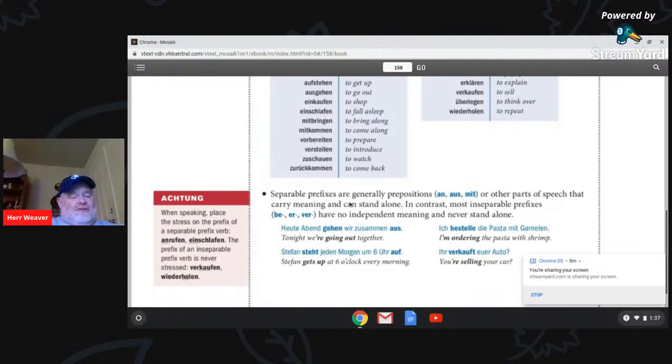Okay, the separable prefixes are generally prepositions like an, aus, mit, not the only ones. Could be other parts of speech that carry a meaning, and they can stand on their own. But they're hooked up together with a verb, like mit means with, and kommen means to come. We know that verb. Mitkommen, with-come. So to come with, mitkommen. That one actually makes sense. They don't all make sense.